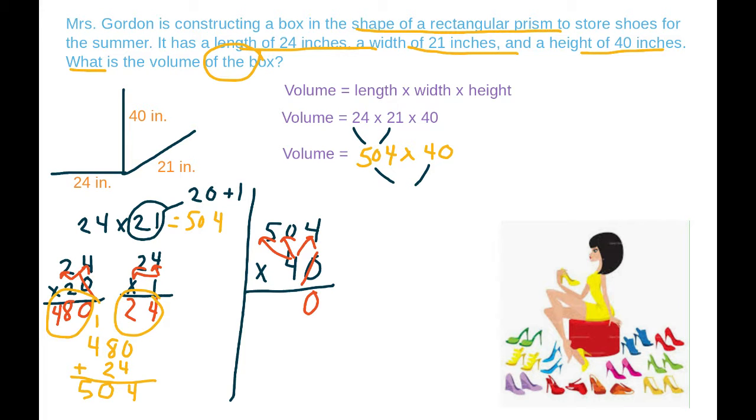So I'm going to do 4 times 4 equals 16. I'm going to write my 6, and then I'm going to regroup the 1. Then 4 times 0 is 0, plus 1 will give us 1. And then 5 times 4 is 20, so we're going to write our 20. So we have that 504 times 40 is actually equal to 20,160.